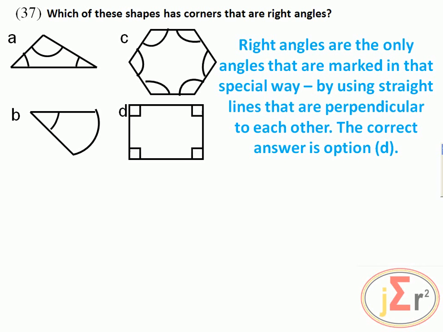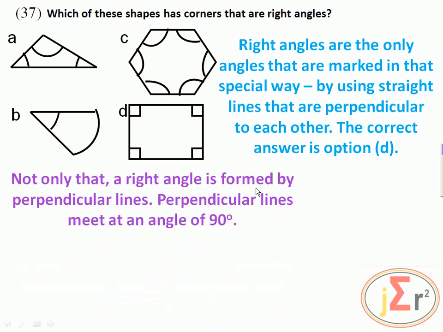When we see angles that are marked in this fashion, using line segments that are right angles to each other, then the marked angle is a right angle. Not only that, a right angle is formed by perpendicular lines. Perpendicular lines meet at an angle of 90 degrees. Okay, so Jerry is saying 90 degrees.